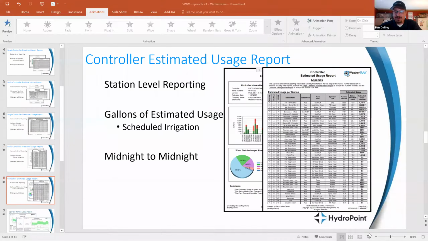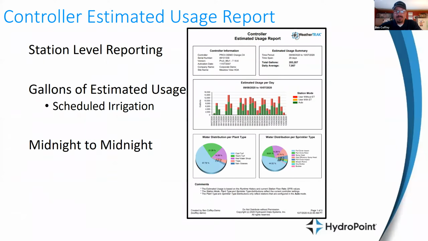Next, we want to talk about controller estimated usage. Now, estimated usage is different than measured usage. Estimated usage actually has no measurement involved at all, other than maybe the learned flow test. Let me explain. To create a station's estimated usage, WeatherTRAK will take the flow value for that station and multiply it by the runtime for that station. So it's what WeatherTRAK thinks that station used.